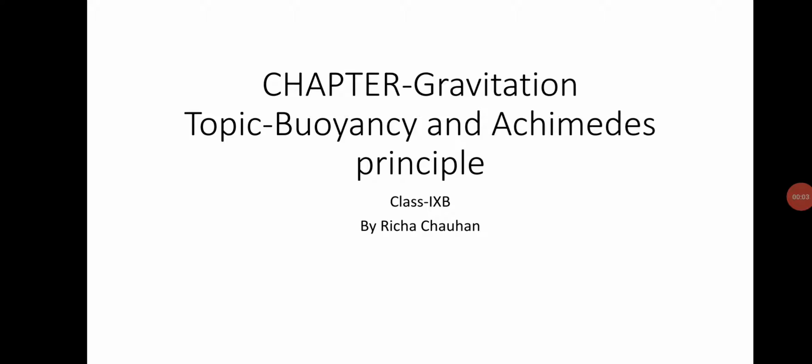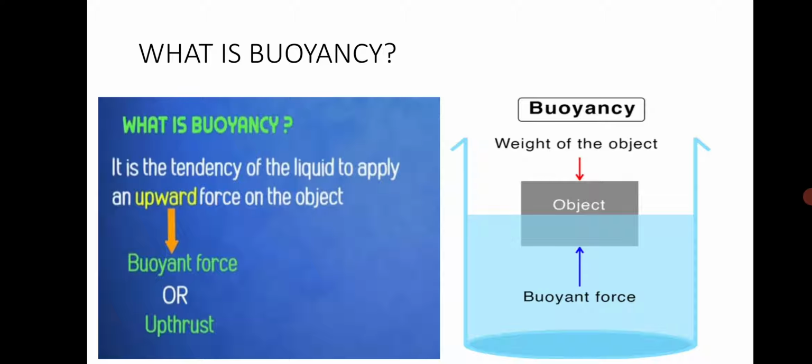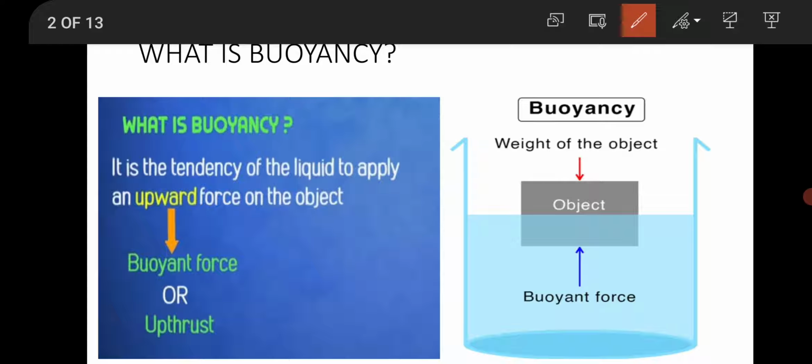Today we will discuss another important topic of chapter gravitation, that is buoyancy and Archimedes principle. Now first we will define what is buoyancy. Now as you can see in this slide, what is buoyancy? It is the tendency of the liquid to apply an upward force on the object.